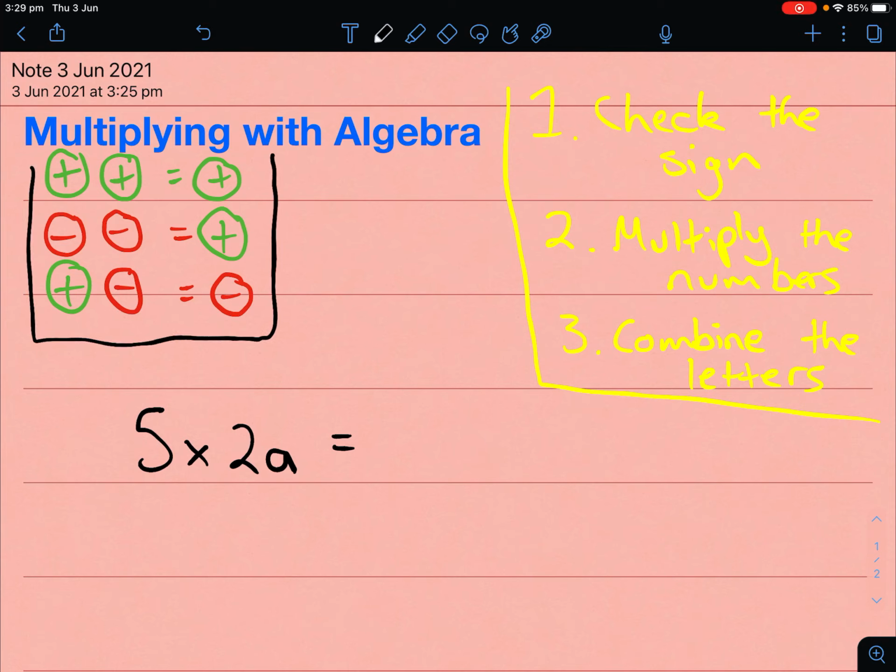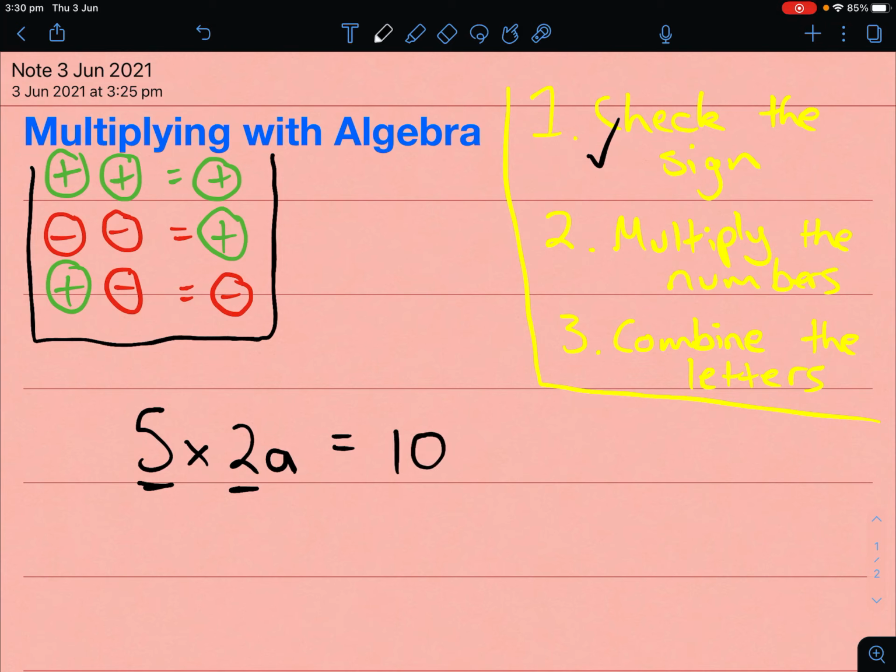Now, I've also drawn up here as just a quick reference, a reminder that if we're multiplying 2 positives, that equals a positive, 2 negatives is a positive, and a positive and a negative is a negative. So if we're looking at this first one, both of these numbers are positive because we can't see a sign. If you can't see it, that means it's positive. So that means we can tick off that first step.